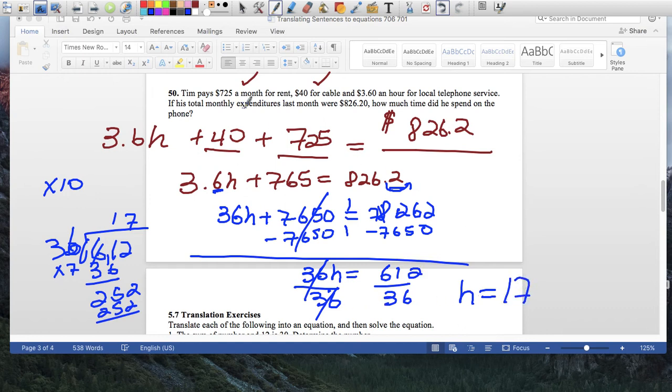So he spent $40 on cable, $725 for rent, and then he spent 17 hours on the phone. And each hour on the phone that he used, he was paying $3.60 per hour. So $3.60 times 17 hours plus 40 plus 725 will give him the grand total of his expenses. Okay.